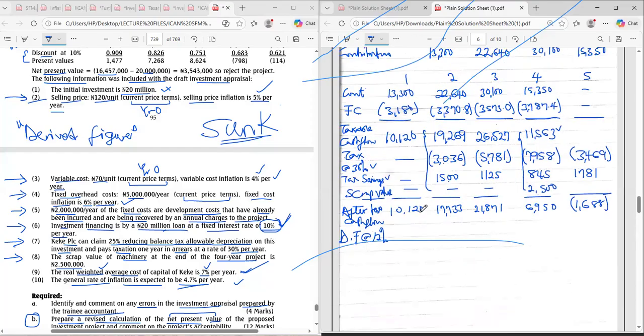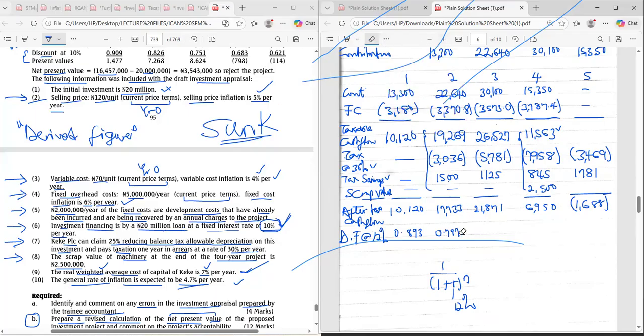Run it for me now. For year 1, what will be my discount factor? What will be my rate? Use 1 over 1 plus R raised to n. Our rate here will be 12%, while n is the number of years you're calculating for. So do year 1 for me. Year 1 is 0.8929, thank you. 0.7972, just 3 decimals. Let's leave it at that. Next.